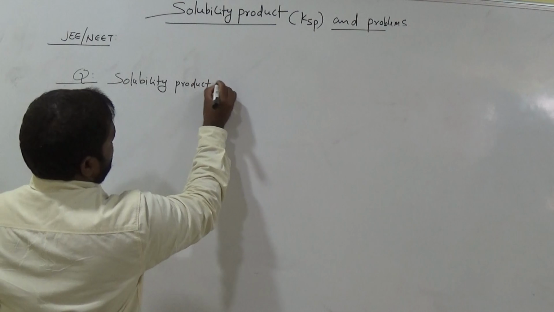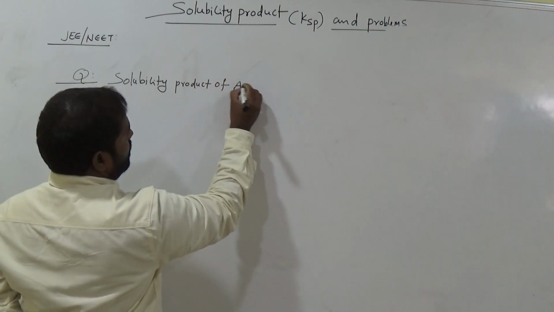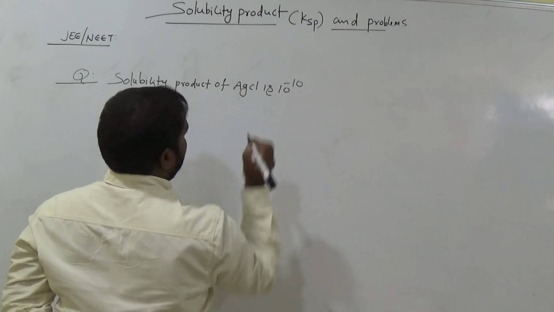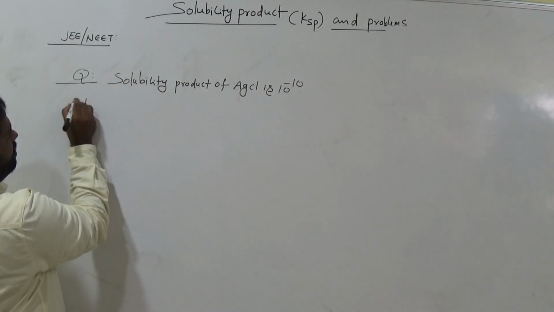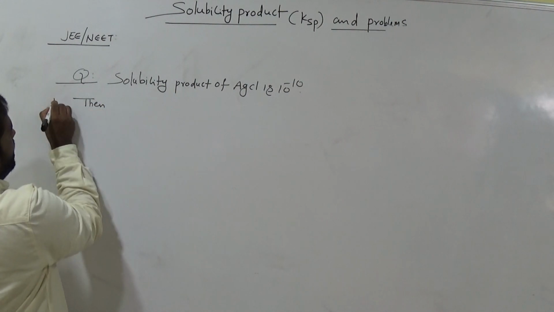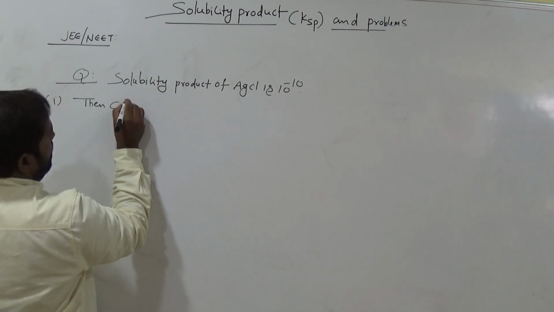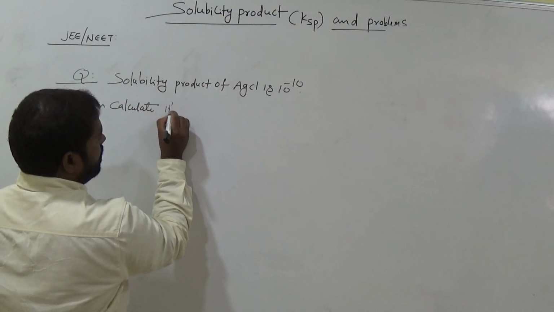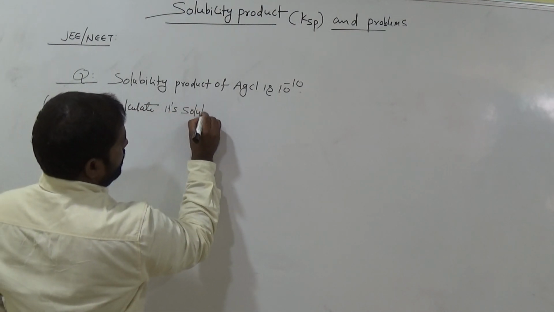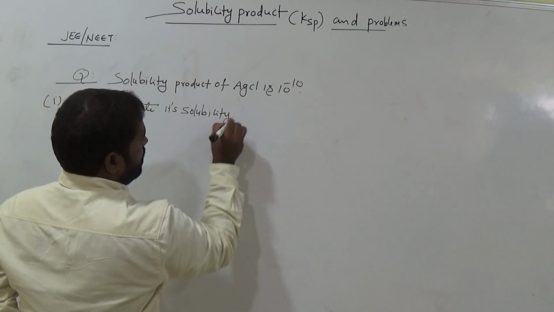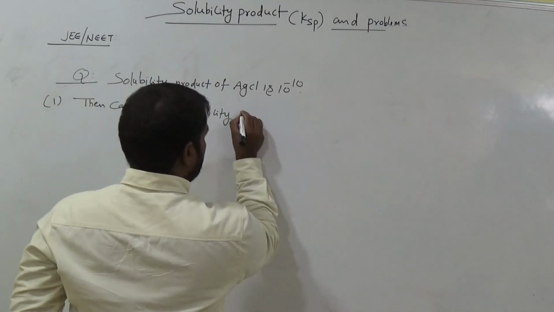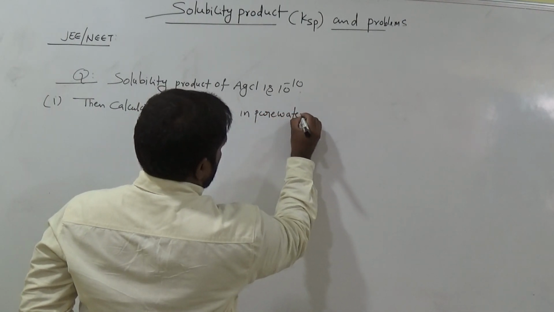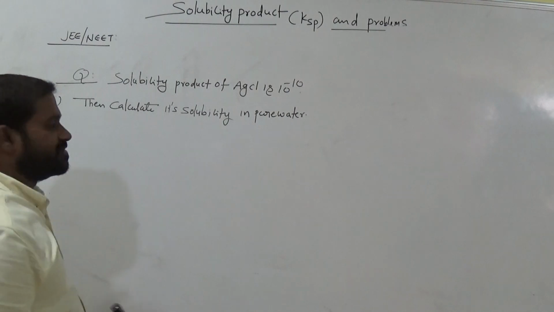The solubility product of AgCl is 10 power minus 10. Here we have two questions. Calculate its solubility in pure water. In pure water, that is the first question.